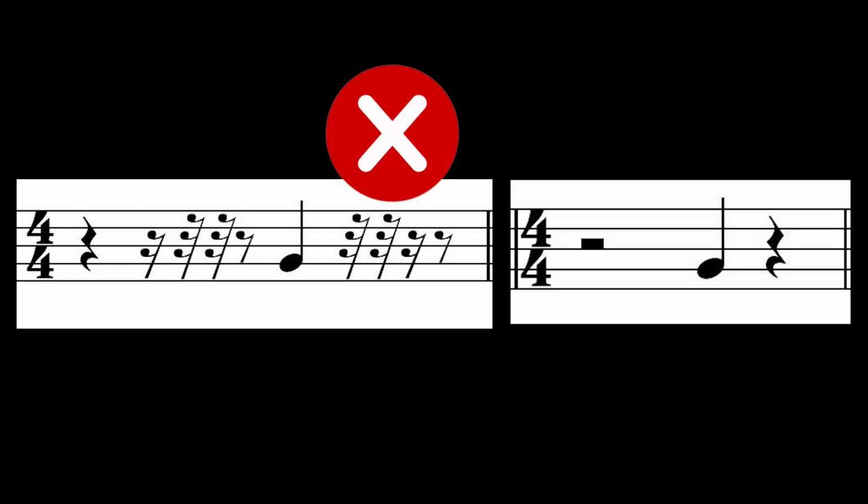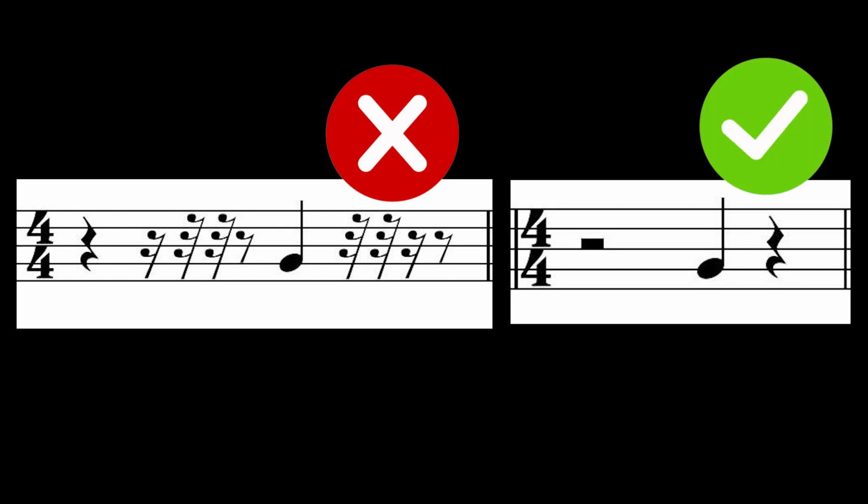Rule 2. Keep rests to a minimum. In general, there should be as few rests as possible. For example, excessive rests can make it difficult to identify where the beats fall. However, there are 2 exceptions to this rule, which will be explained in the next 2 points.